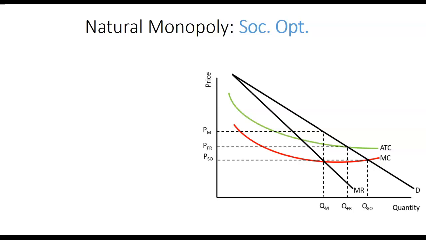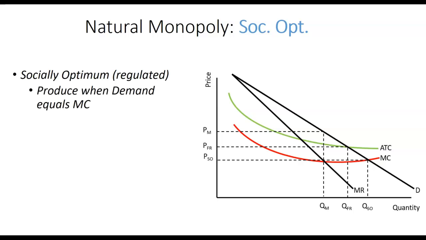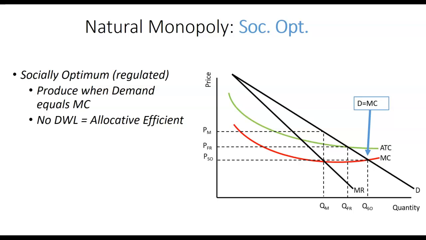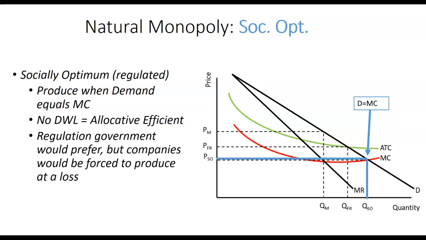The second one is the socially optimum output. This one is regulated. This occurs when the demand is equal to the marginal cost curve. The nice part is there's no deadweight loss. It's allocatively efficient. So here's our demand equal to marginal cost. And so we have the QSO for socially optimum and the PSO for the socially optimum price. This is by far where the government would like to regulate to because you're allocatively efficient.